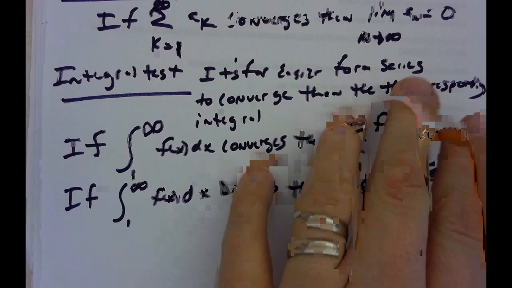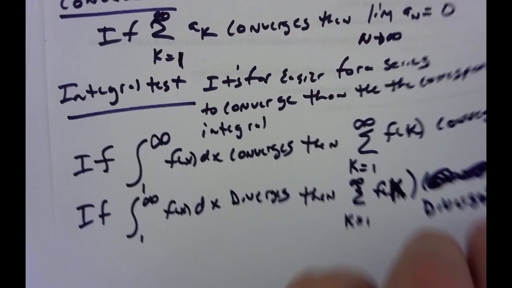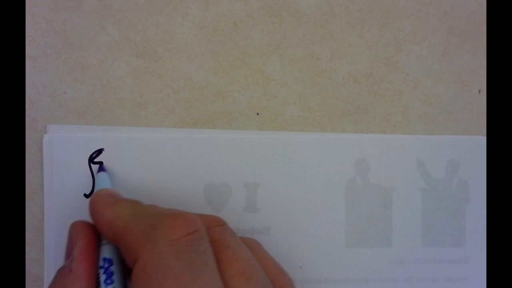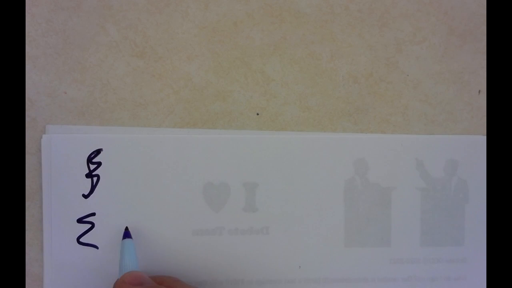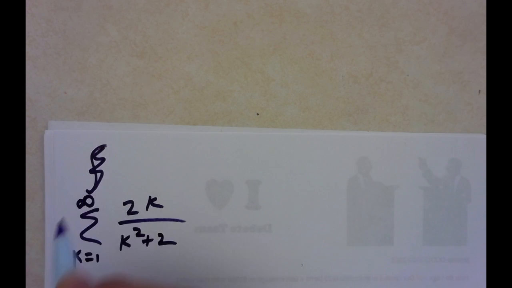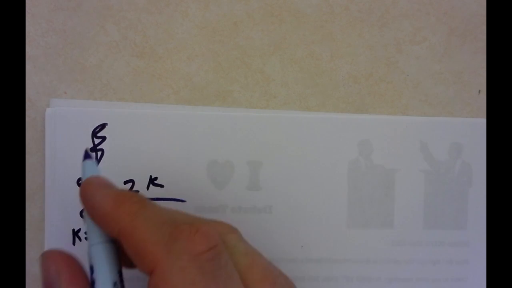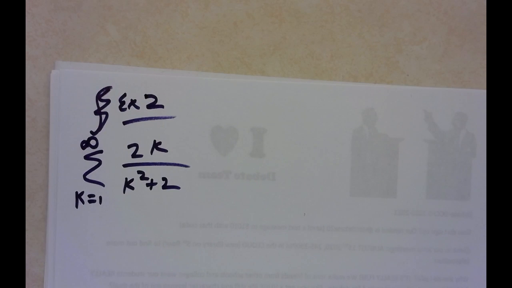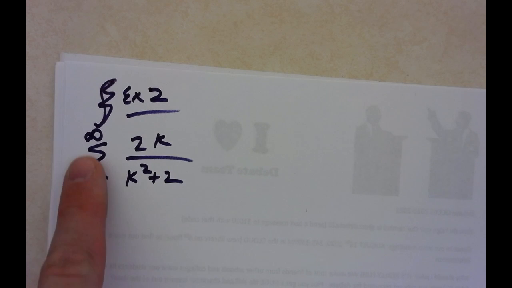Before I take more questions, I want to look at an example. Let's do this one. The sum over k equals 1 to infinity of 2k over k squared plus 2. First one, AP number 1.